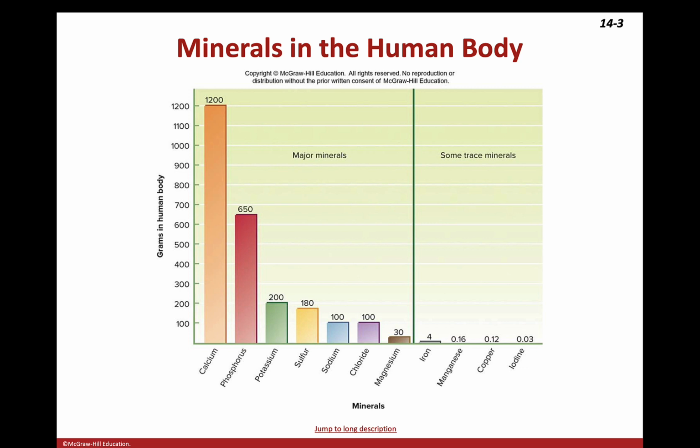And then if we look at some trace minerals such as iron, manganese, copper, and iodine, those will be addressed in the next chapter. So we see a very big difference between the quantities of major versus trace minerals that we are going to find in our bodies.